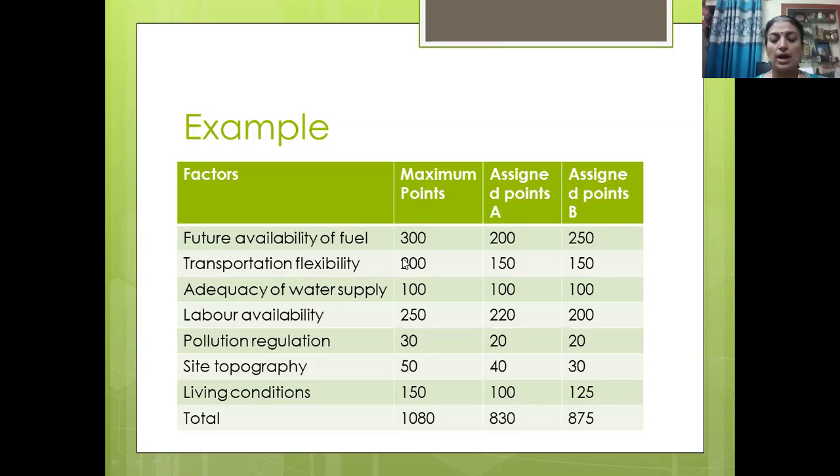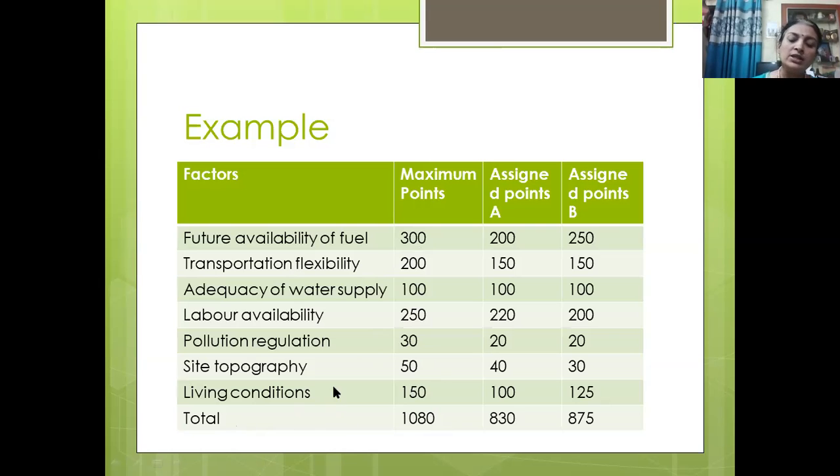Adequacy of water supply, 100. Labor availability is more important, so it is 250. Like this, maximum points are given to factors which are not so important. So I think pollution regulation, 30 is given. And site topography, 50 is given. So like this, the maximum points total is 1080. That is the maximum.